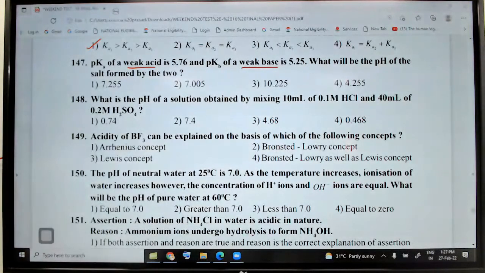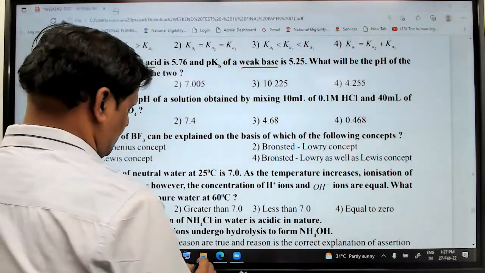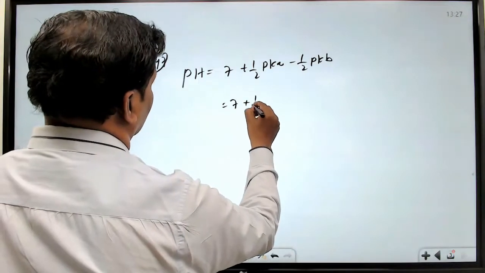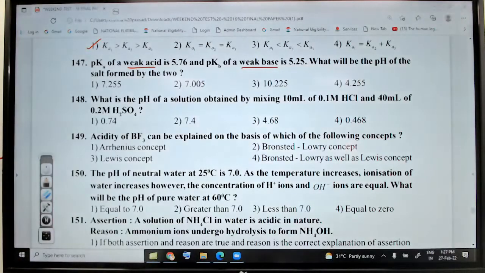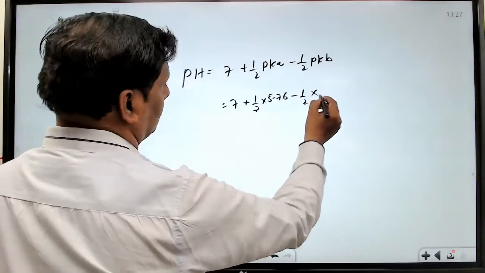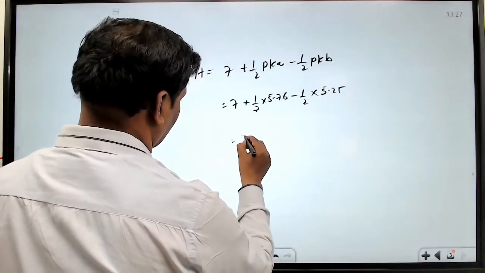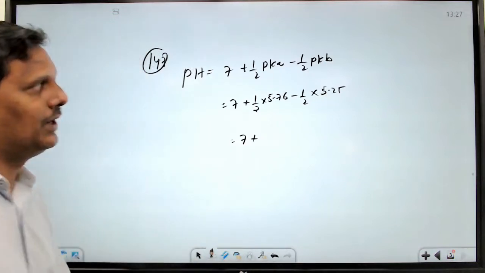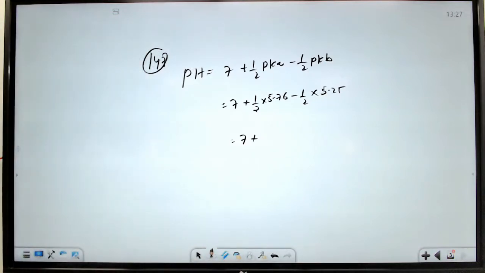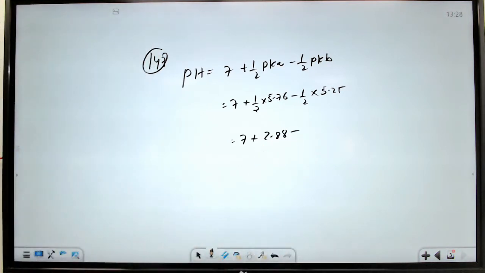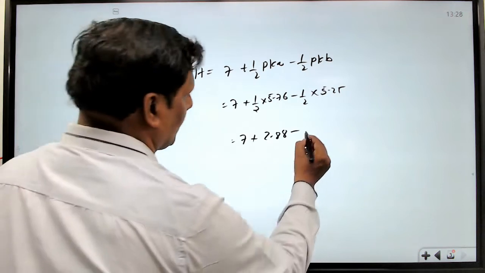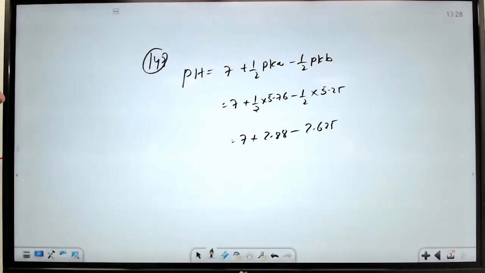Look at the given values: 5.76, minus half into 5.25. 7 plus 5.76 divided by 2, which is equal to 2.88, minus 5.25 divided by 2, which is 2.625. Now what is this value?